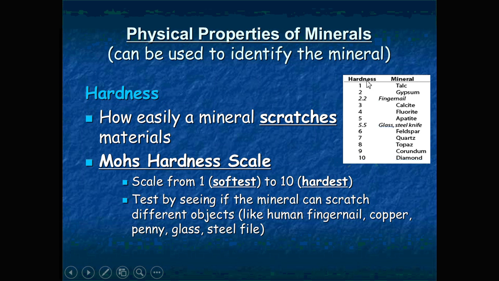You see this picture here, this is like a chart. You have the hardness scale from 1 to 10, and these are the minerals that have a specific hardness. If you look at hardness 1, that would be talc, because it's the softest mineral. And if you go to hardness of 10, that would be diamond. Of course, diamond is the hardest mineral.